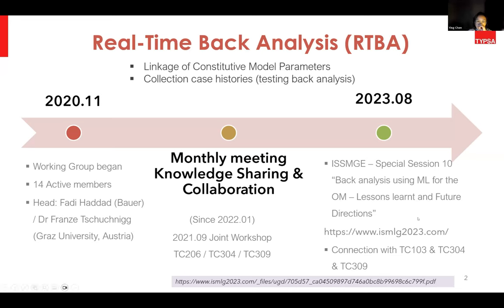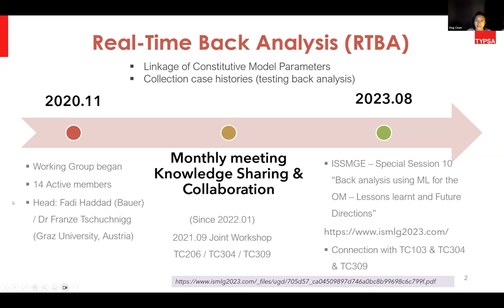And as you can see, two months ago at the symposium on machine learning and big data in geoscience, the RTBA group held a special session, back analysis using machine learning for the observational method. We received quite a lot of papers, and half of them were actually from outside this TC206 group. This presentation attracted lots of interest and discussion.